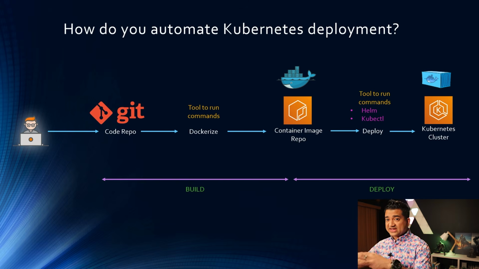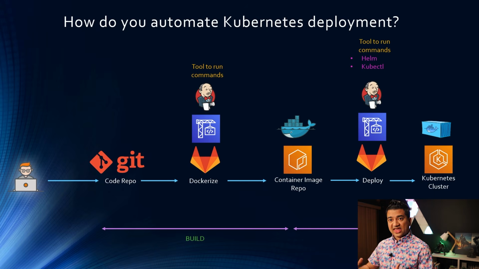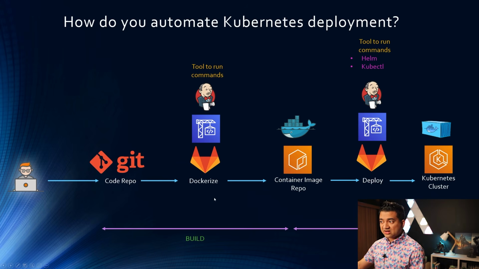So if we take these concepts and go one step further, this is the actual pipeline. Code gets checked into, let's say, Git, and some of the tools where you can run the Docker commands could be GitLab, CodeBuild, or Jenkins. Then the image could be stored in, let's say, ECR, or Elastic Container Registry, or Docker Hub. Again, the deployment could be done via Jenkins, CodeDeploy, or GitLab.